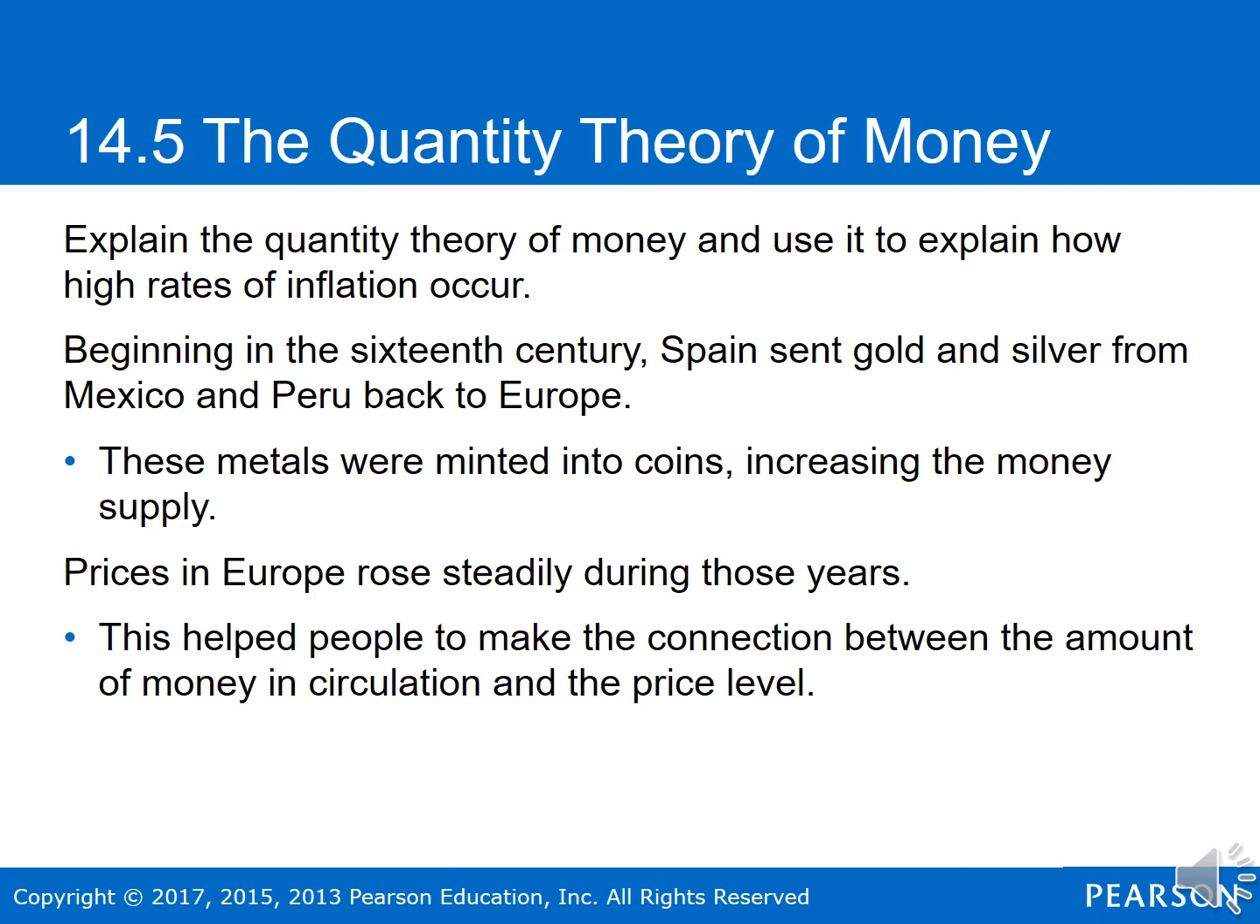So beginning in the 16th century, the Spanish colonies were producing quite a bit of gold and silver, which at the time was used for currency. So Spain sent home gold and silver from Mexico and Peru to be minted and used as coins on the European continent. What this did was drastically increase the money supply.